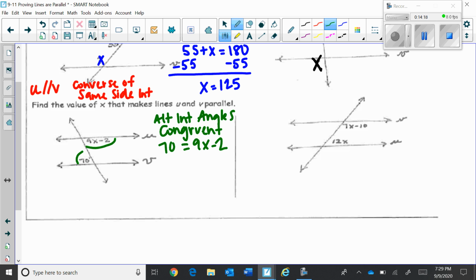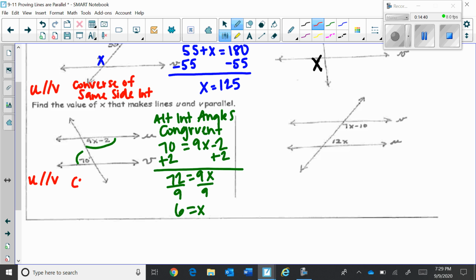All right, and so if we solve for x, we add 2 to both sides. 72 equals 9x. Divide by 9 on both sides. So we have 6 equals x, which would be our answer. So now we have that line U is parallel to V because of the converse of alternate interior angles.